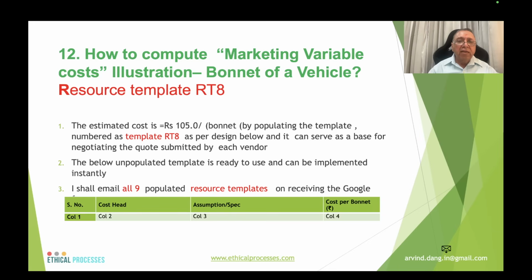So here is a simple template of 4 columns: serial number, cost head, assumption, and cost per bonnet. In our case, it works out to be rupees 105 per bonnet. See, considering the size and complexity and finish, this cost looks a bit high, but it is so.